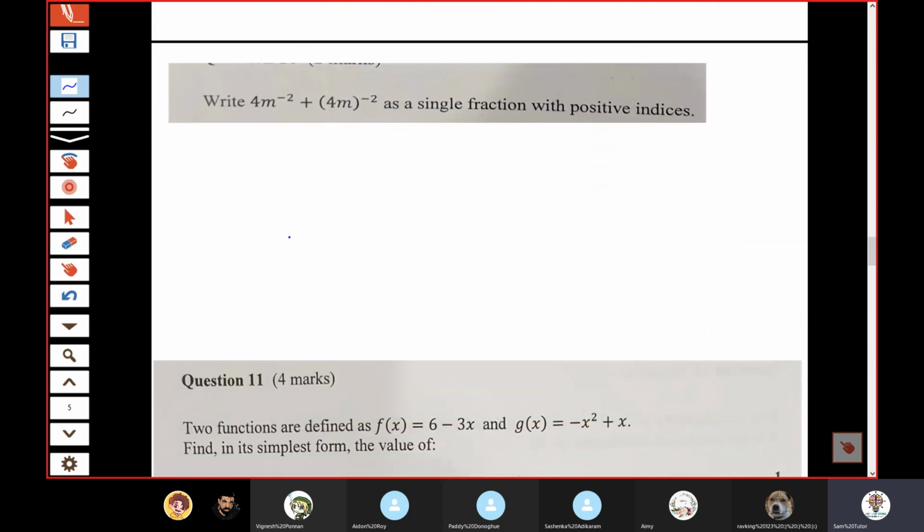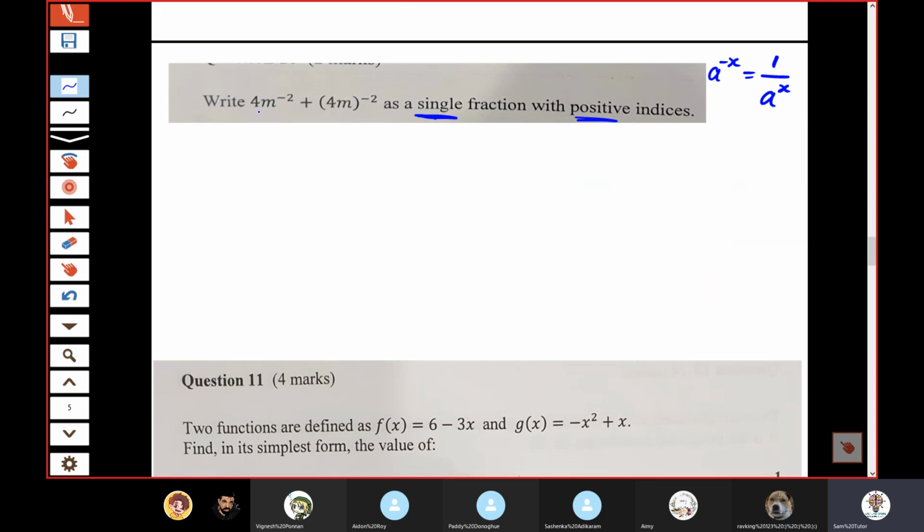Next one. Write as a single fraction with positive indices. You know it's going to come up, something like that. Recall a to the negative x is the same as 1 on a to the positive x. So that's the general formula for your negative indices.